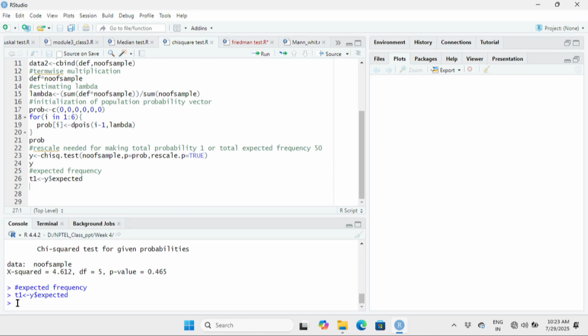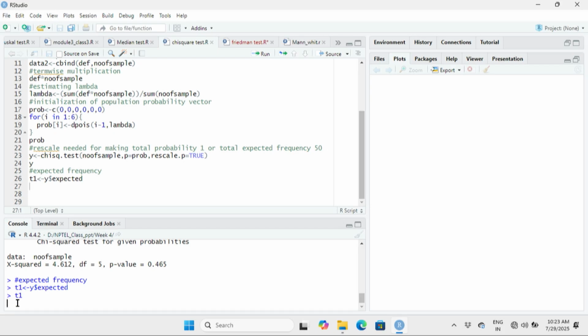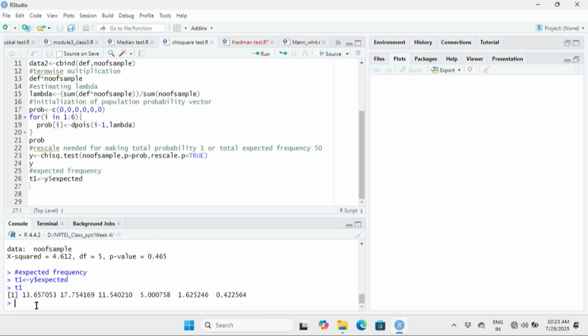I have named the expected frequencies as T1, and T1 is 13.65. We have manually calculated it, make a check. For the second class, it is 17.7541, and so on and so forth. So let us get back again to the PPT.